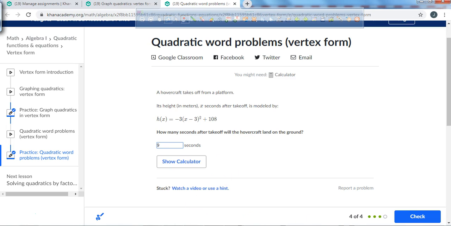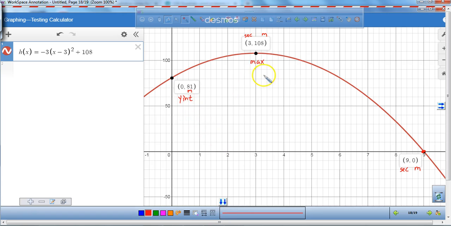Either they're going to be asking you about the y-intercept, the maximum, or what's known as the 0. Okay? And that's basically it.